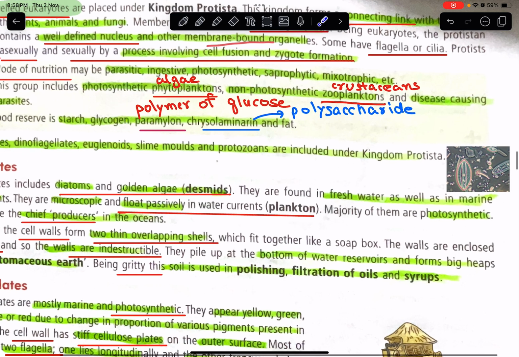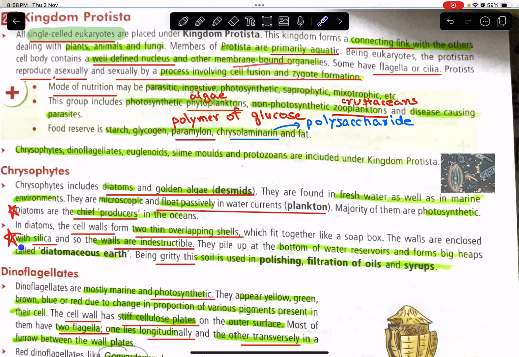The walls are enclosed with silica. So there is silica deposition in the walls, and so the walls are very resistant and indestructible. These diatoms pile up at the bottom of water reservoirs and form big heaps, and these big heaps are known as diatomaceous earth. Again, a very important question. And silica deposition, where is it found? In the walls of diatoms. And what are diatoms? These are chrysophytes. And what are chrysophytes? These are protistans.